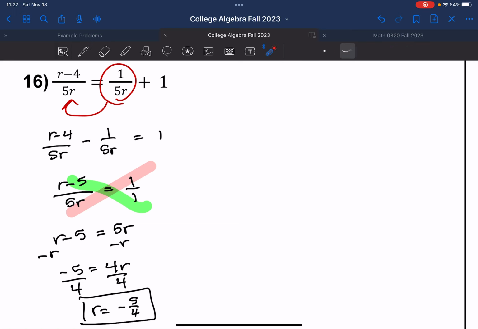If I plug negative 5/4 into the r value here, 5 times negative 5/4 is just negative 25/4. It's not going to give us a 0, so that means our answer is negative 5/4. If we had plugged it in and it gave us 0, which means it's undefined, and we had no other answer to check, then that means there would be no solution for this problem.